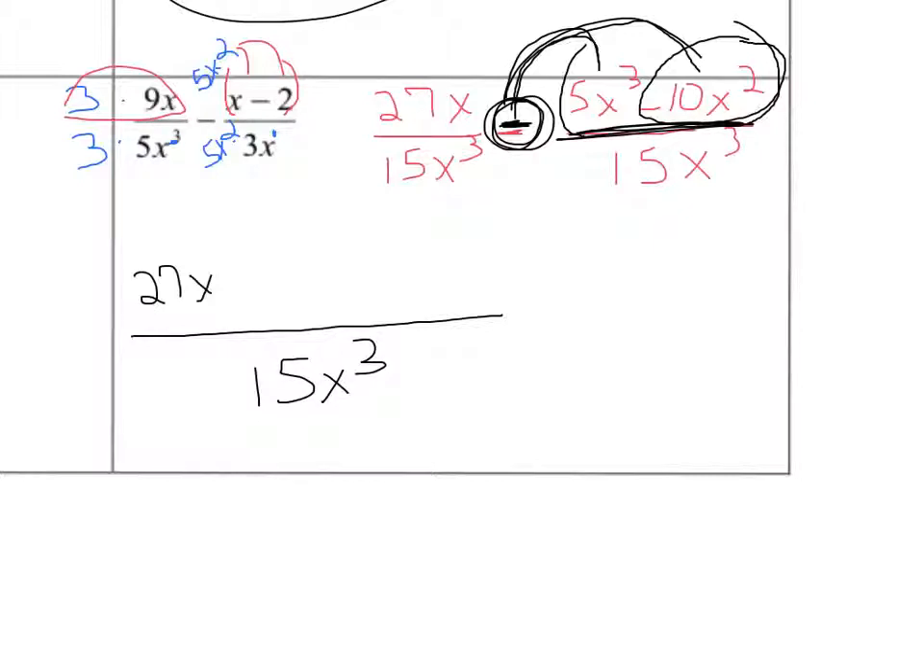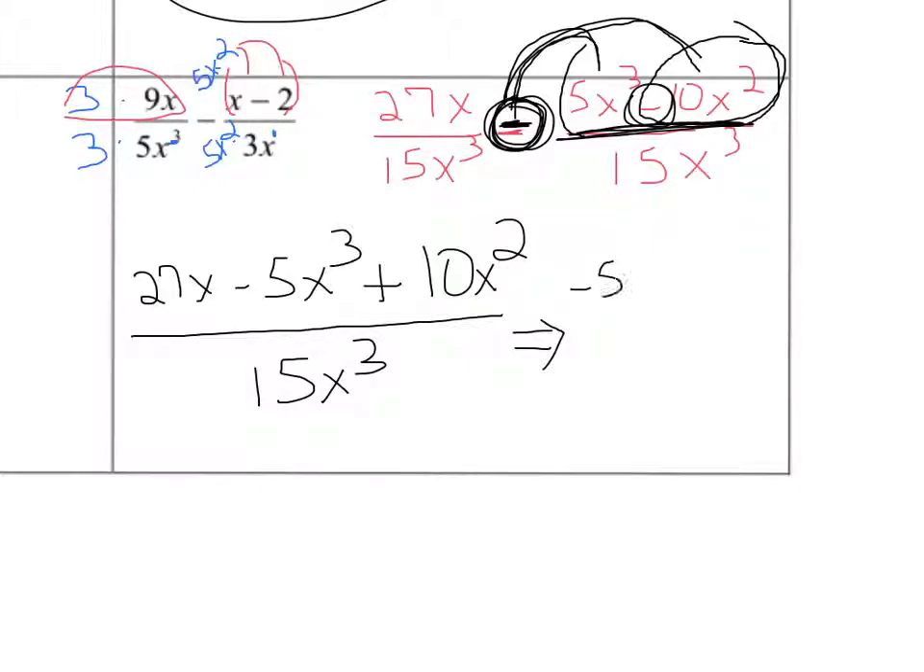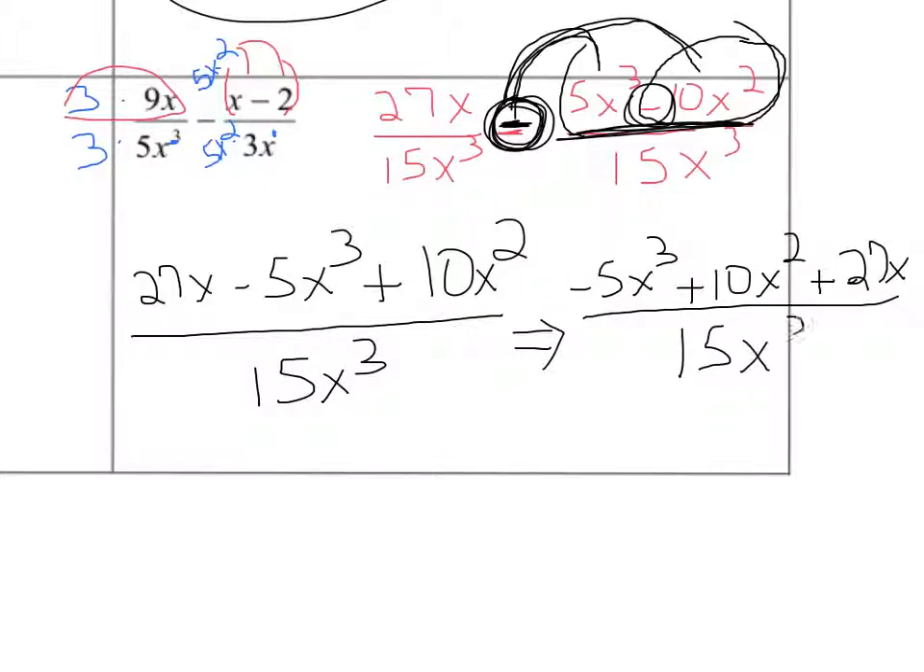So this time we have negative times 5x cubed, and a negative times a negative is a positive, and that's the part you're going to mess up if you don't put them in parentheses. And I have 10x squared. What I would do is rewrite that, because I like standard form where the highest exponents go first. So I would take the negative 5x cubed and write it first. Then I would have the 10x squared, because it's x cubed, x squared. And it's a positive 27x because there's no sign in front of it, all over 15x cubed.